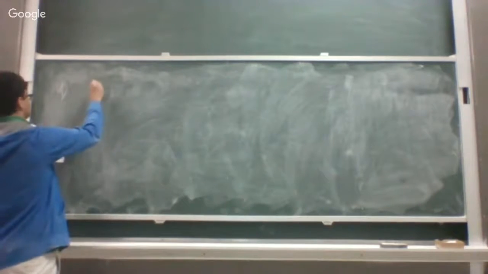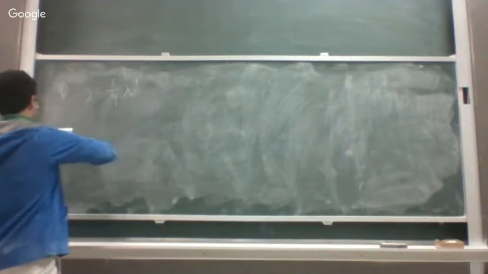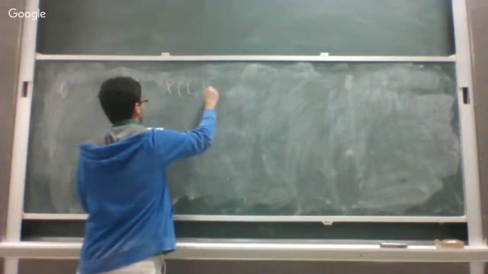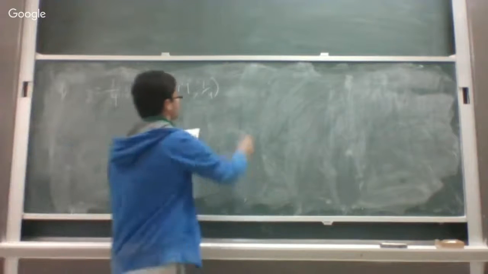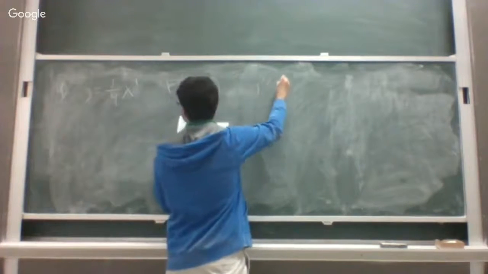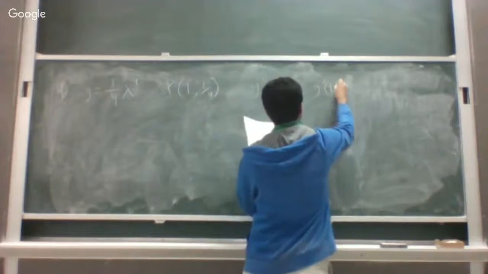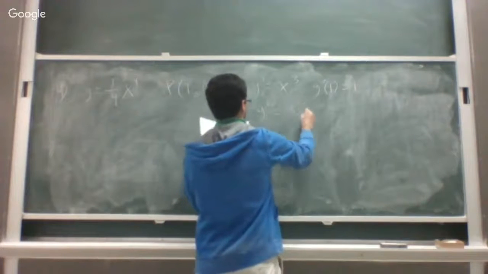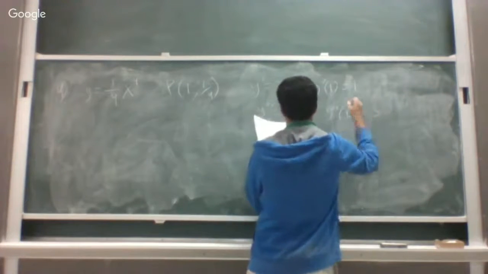So y is equal to 1/4 x to the 4th power. The point is (1, 1/4). So what is y prime? y prime is x cubed. y prime of 1 is 1. y double prime is 3x squared. And y double prime of 1 is 3.